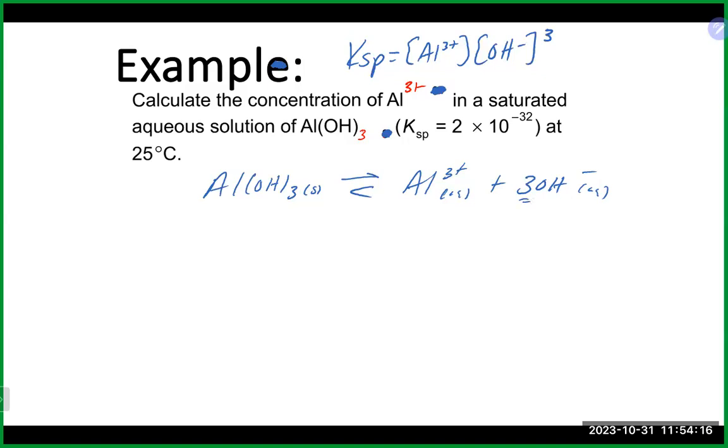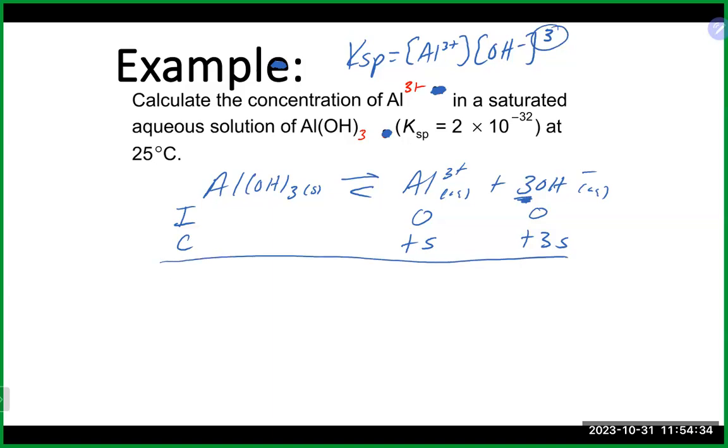We're going to do an ICE table here. It's going to be 0 and 0. Change is going to be plus S. And again, we want to make sure that we take the coefficient into account here, in addition to up here where we have it in our Ksp expression. At equilibrium, we're going to have an S and a 3S in this case. Any questions so far? Going into our expression, that's going to give us S times 3S cubed.